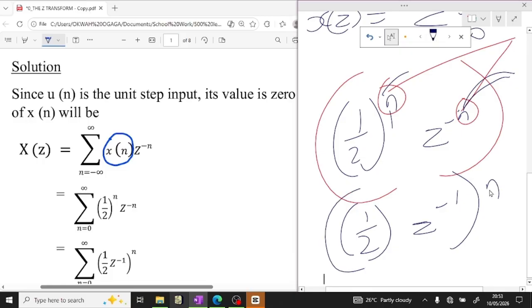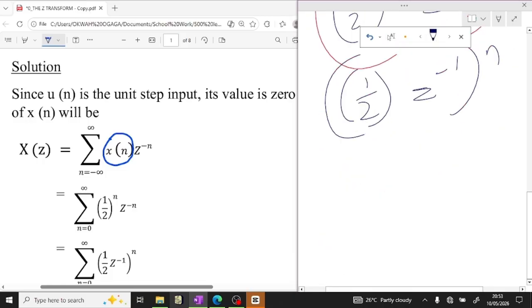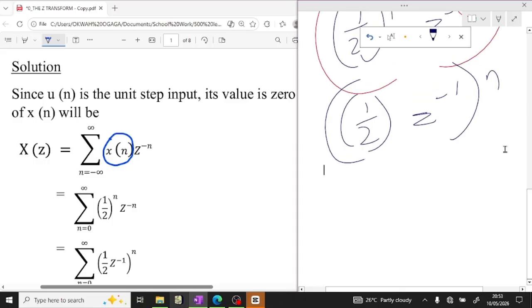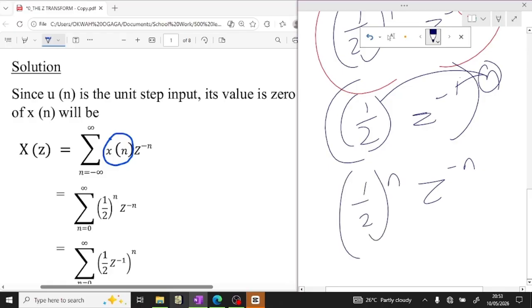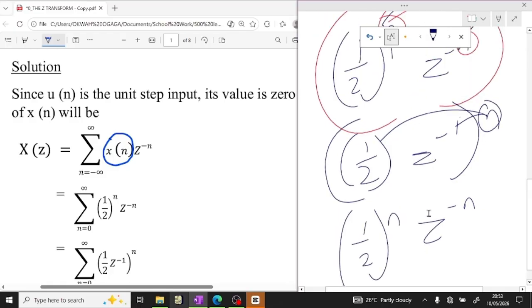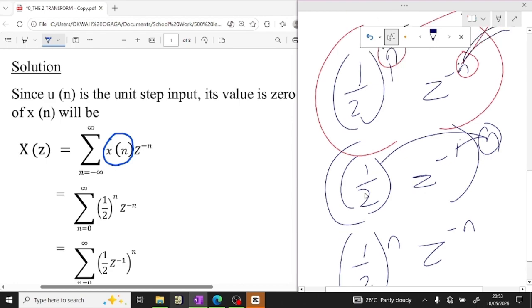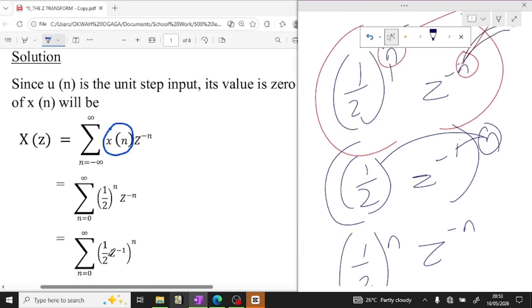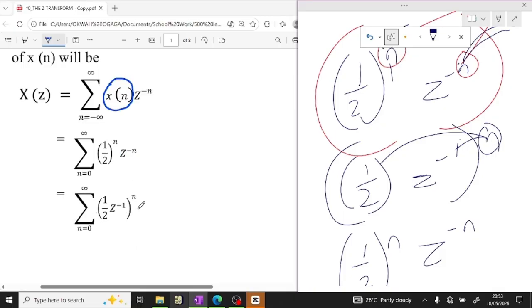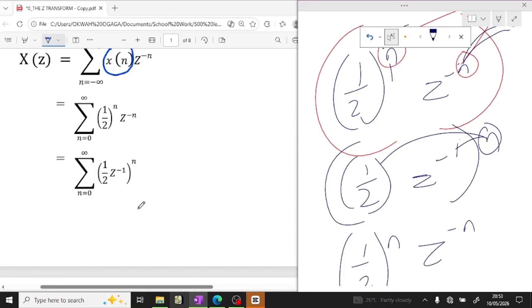Of course, you can multiply it back. If you want to return it back, this times this will give you z raised to the power minus n. This times this will give you 1 over 2 raised to the power n. Exactly the same thing. So where you have 1 over 2 multiplied by z raised to the power minus 1, all raised to the power n, it's exactly the same as this. So from here to here, I hope that's clear. Leave it in the comment section if you have any question.